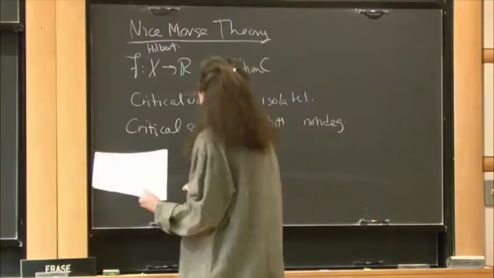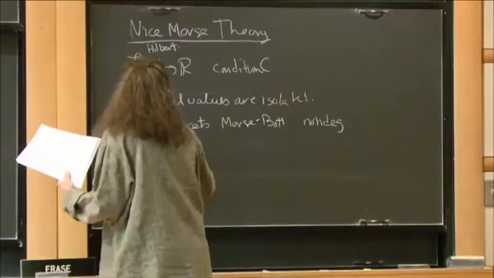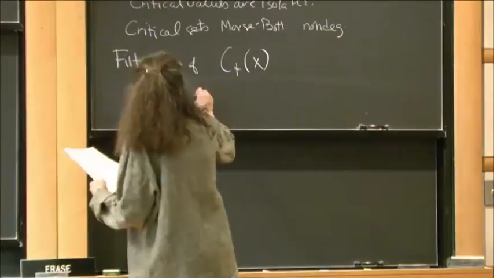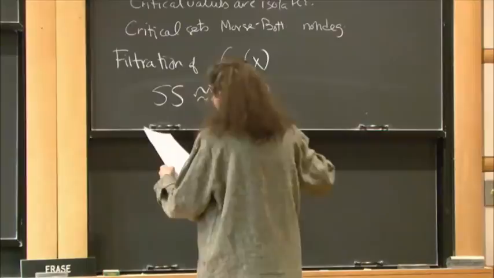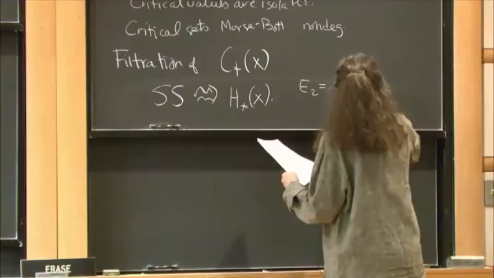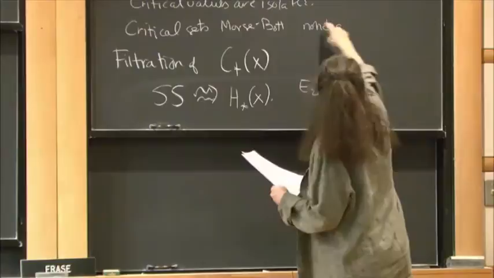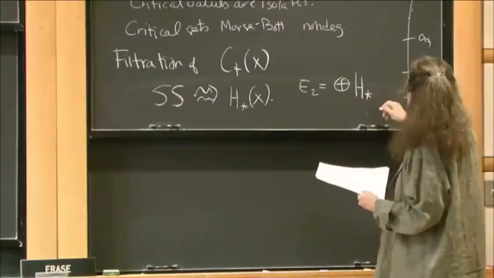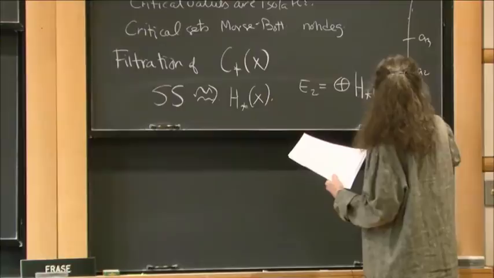What Morse theory gives you is a filtration of the chains on X. And there's a spectral sequence that converges to the homology of X, where the E2 term is a direct sum of all the level homologies. I'm assuming that the critical values are isolated. Let's suppose they're A1, A2, A3. Maybe A0 is a good one. So these are the isolated critical values. So it's a direct sum of the level homologies of X less than or equal to Ai, X less than or equal to Ai minus.